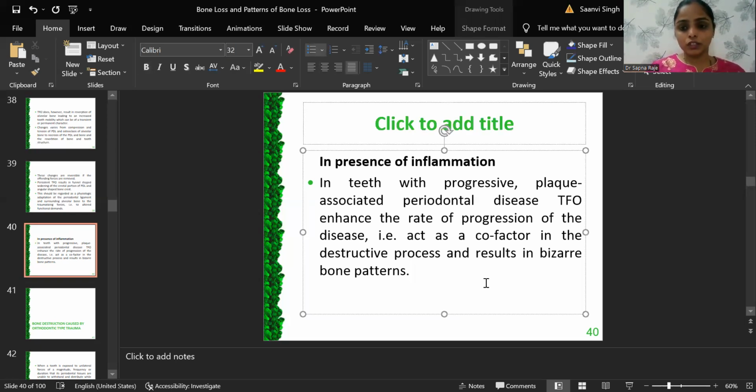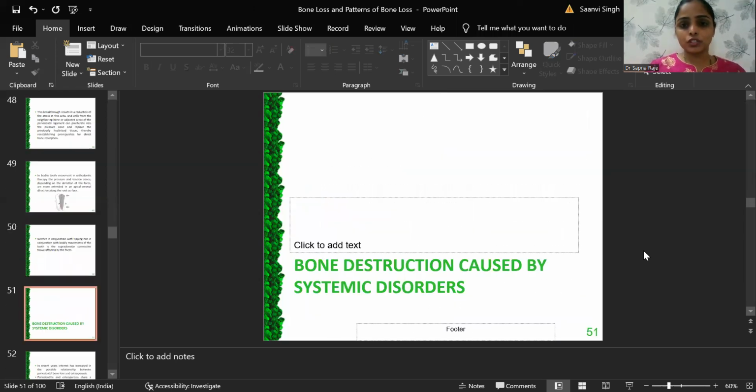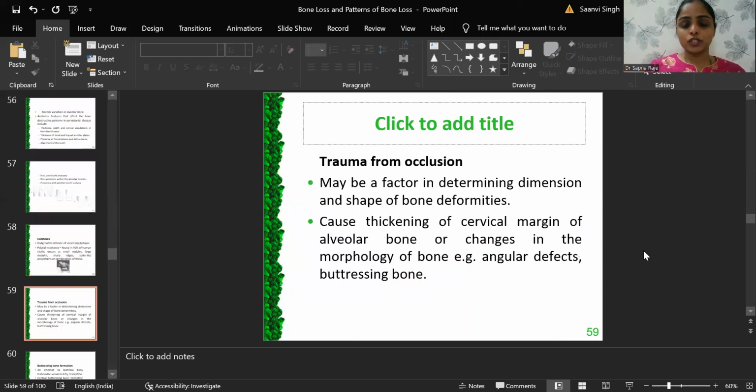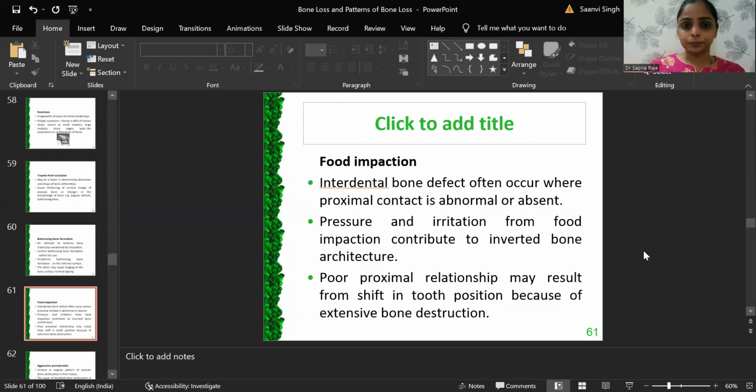One more important thing is about the different shapes or the tooth morphology which is present that may lead to formation and destruction of the bone, like the buttressing bone formation. So peripheral buttressing bone formation takes place on the external surface, not on the internal surface. So that has to be remembered. Then the latter may cause bulging of the bone contour, termed lipping. The important term given for this bone contouring is lipping.